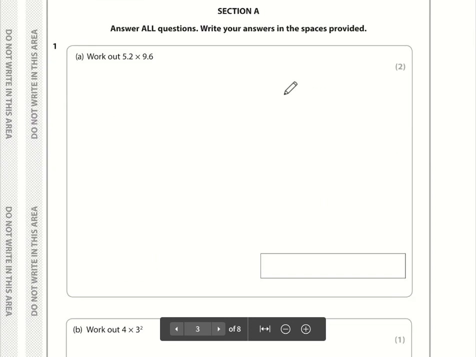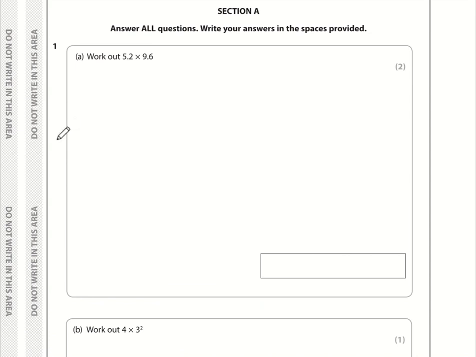This is a sort of question which you would want to do on a calculator, but unfortunately we don't have access to one. And the first thing we need to do is 5.2 times 9.6. So what makes this challenging is the fact that we're dealing with decimals. Well, let's forget that they're decimals. Let's just work out 52 multiplied by 96. So we're going to have to do a column method for multiplication here.